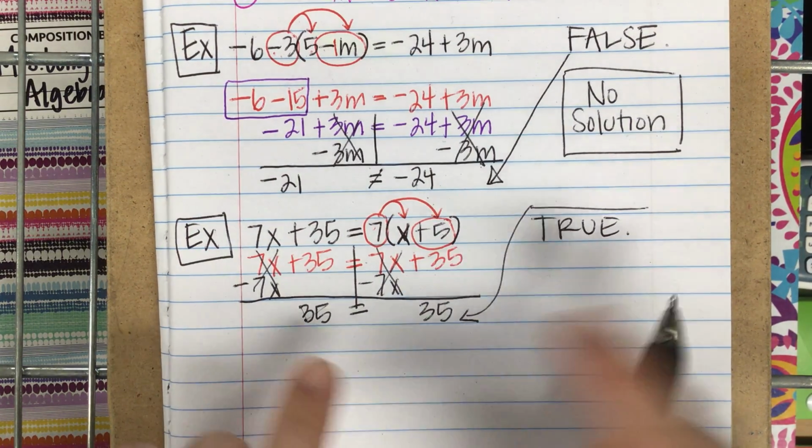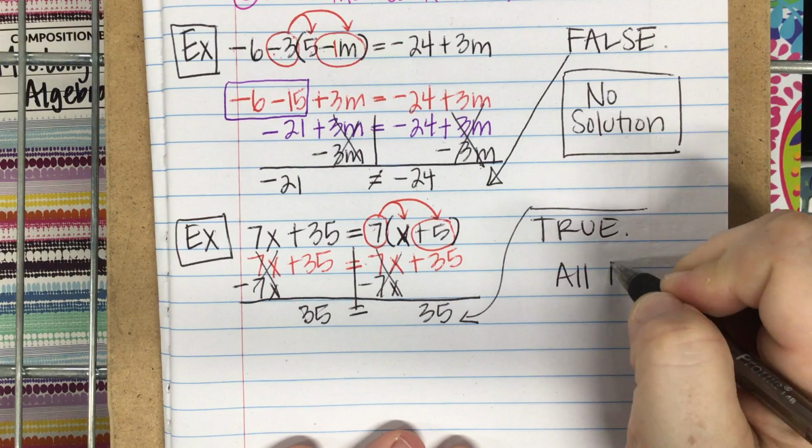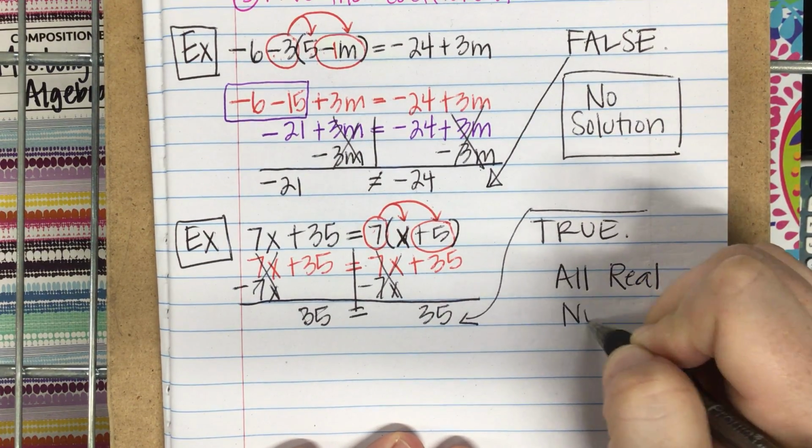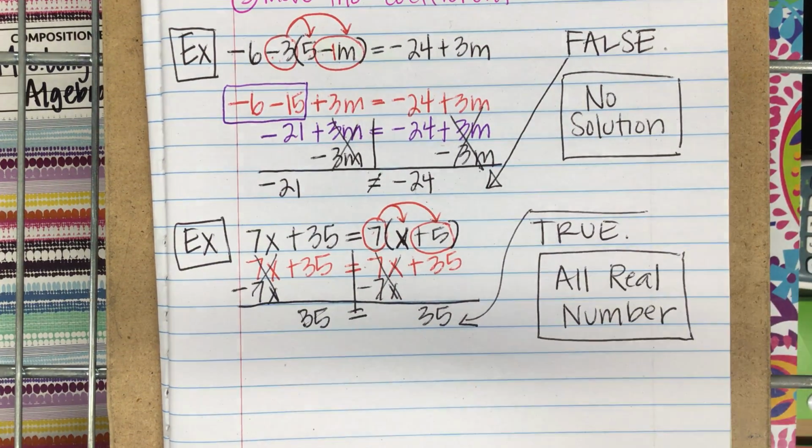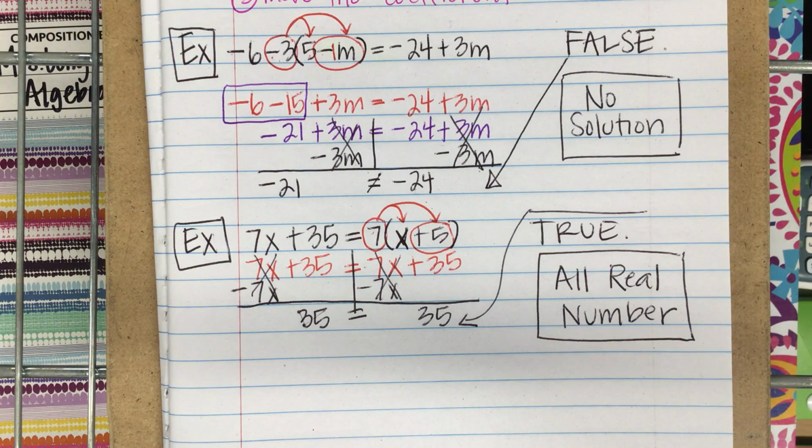So this solution is all real numbers. This answer, if I was going to say x equals, you could pick any number that you know of. X could equal pi. X could equal radical 2. X could equal 7. X could equal negative 8. X could equal 1,732. X could equal 0.0000003. Any number you can think of at this moment would work for this.